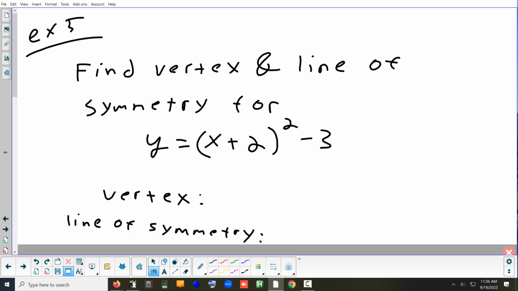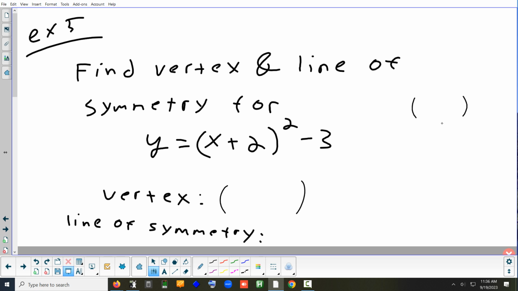So find the vertex and the line of symmetry. Okay, can someone remind me again, what's my formula for the vertex? Opposite of h and k. Okay, where's the h? Is that inside the parentheses or outside? Inside. What's the opposite of what's inside? So, yep, -2. And what's my k? -3. Do not take the opposite of -3. If you do, it's wrong.